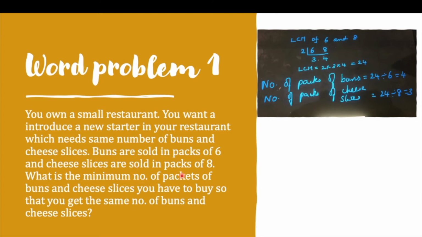But how many packets would that make? That would make 24 divided by 6, because there are 6 in each pack of buns. So 24 divided by 6, 4 packs of buns. And for cheese slices, 24 divided by 8, so you will buy 3 packs of cheese slices. So you'll buy 4 packs of buns and 3 packs of cheese slices, and you'll end up with 24 of each.